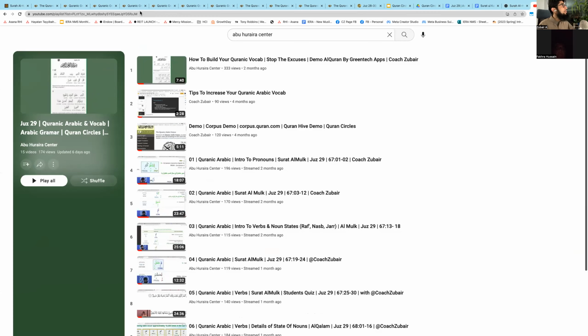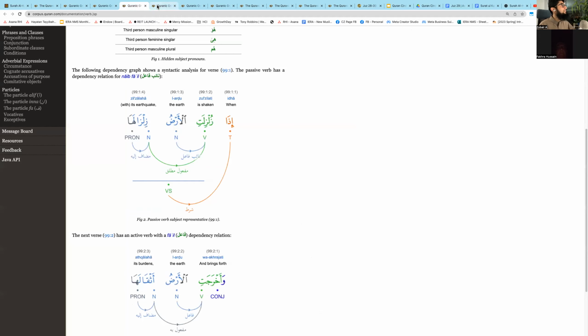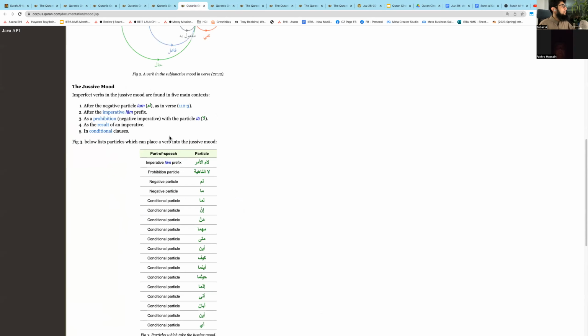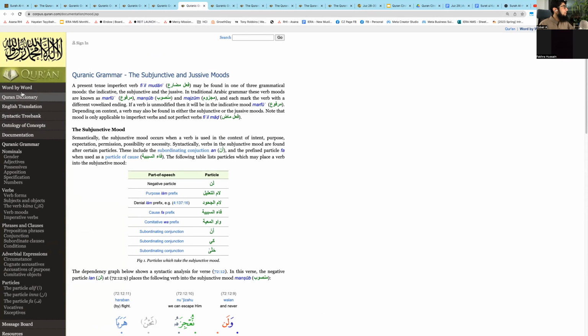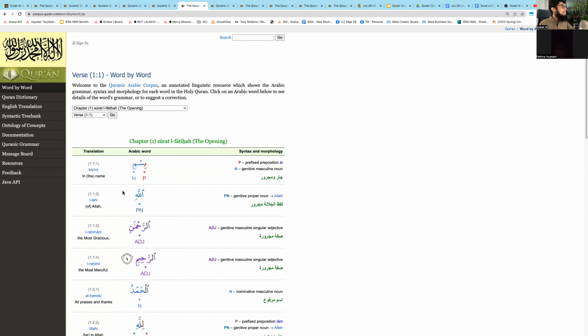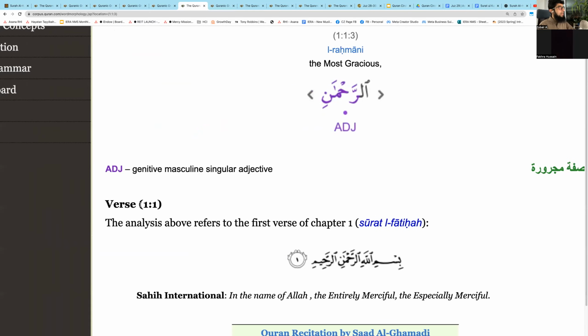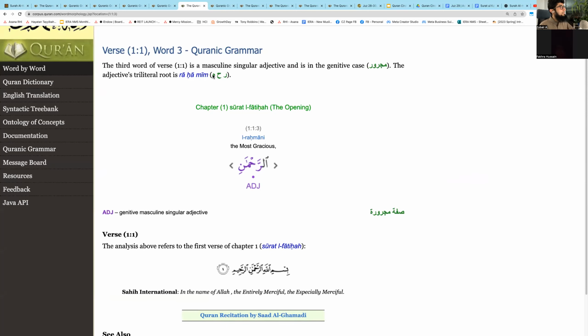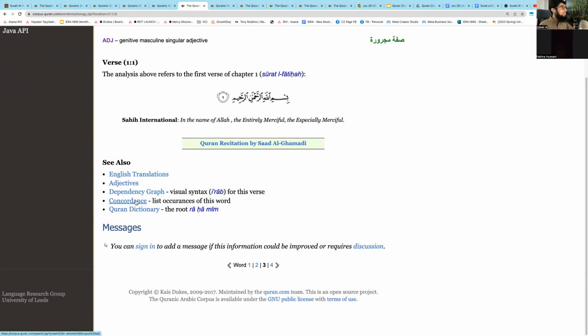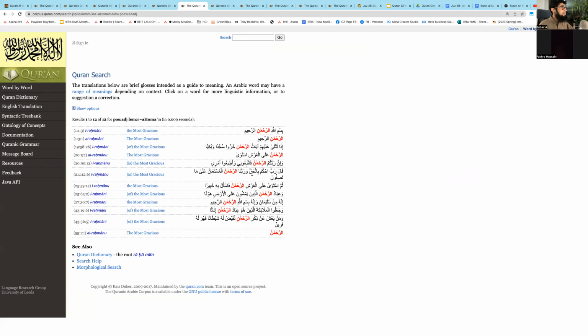So I'll just quickly show you something really powerful on Corpus. Let's say you go on Corpus and you go on word by word. If you click on any word, like let's say you click on Rahman, it will tell you the root letters are Ra, Ha, Mim. See? And if you click on concordance, it will give you all the places it comes in the Quran. So that could be something really powerful if you're using a browser, if you're using the website. If not, you can also use the app that I have in the playlist.